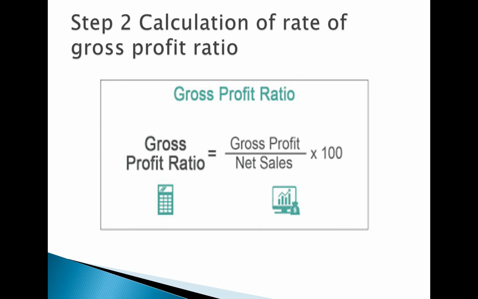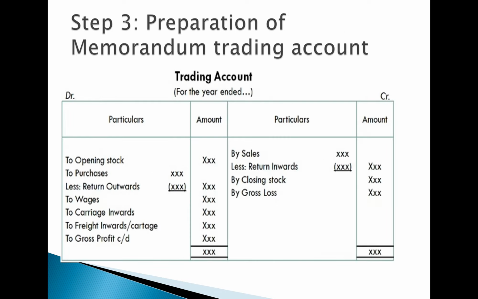So this is about the second step. Again in the second step, sometimes the companies will provide, or the companies can use, the last 4 or 5 years' gross profit, and they can calculate the average gross profit for 5 years, and they can use that rate of gross profit also to calculate the amount of claim. This is step 2. Step 3 is about the memorandum trading account.